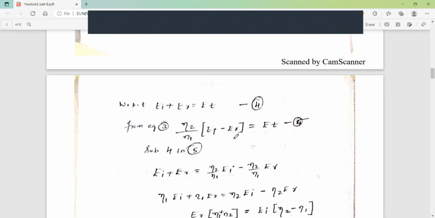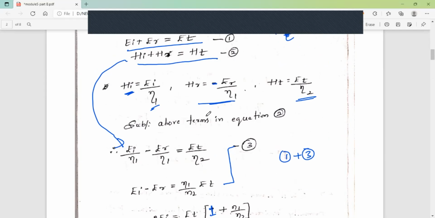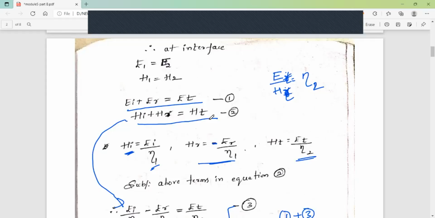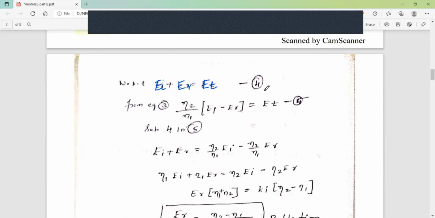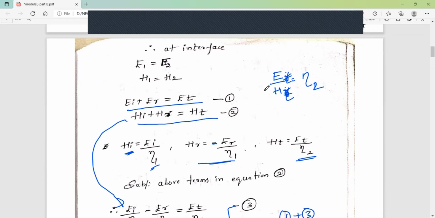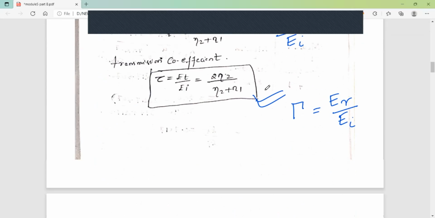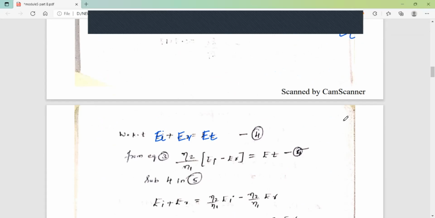So this expression we are writing once again over here: EI plus ER equal to ET. That is the expression I am rewriting once. Let it be equation number 4. It is the same equation, but I am keeping it here and giving it a different name: EI plus ER equal to ET.